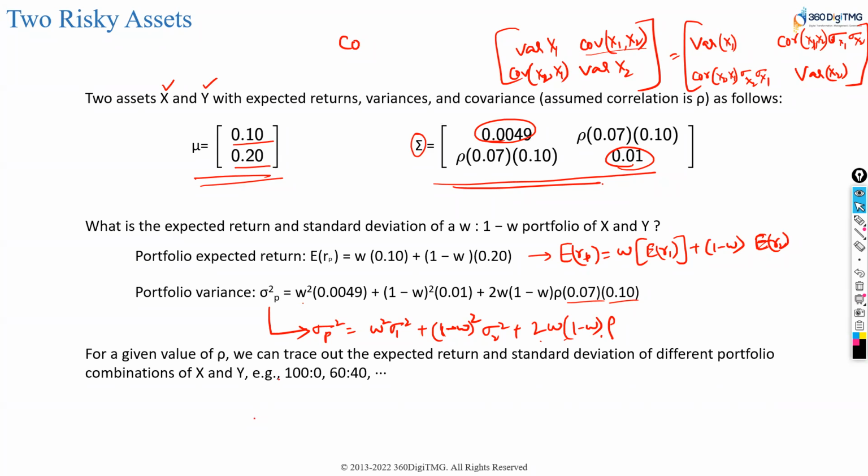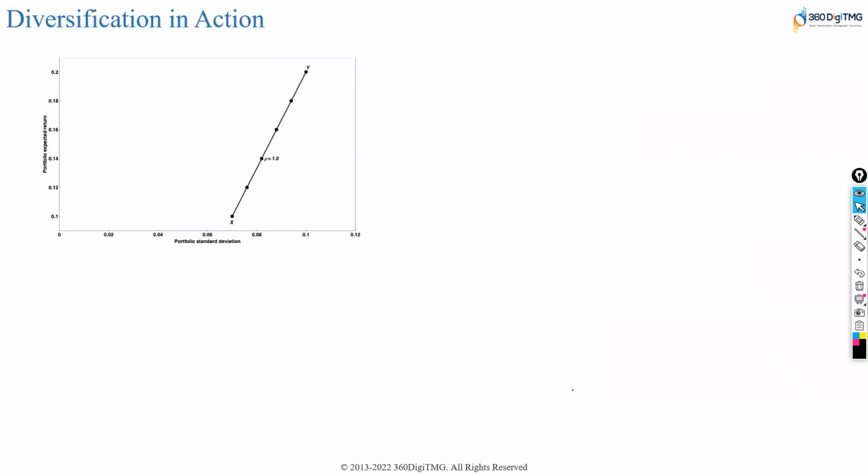Now, for a given rho, for a given correlation value, we can trace out the expected return and standard deviation of different portfolios, means different combinations of X and Y. If you say rho equal to 1, then I already told you that it's the equation of a line. So if you have asset X and asset Y, rho equal to 1 means there is 100% strong correlation.